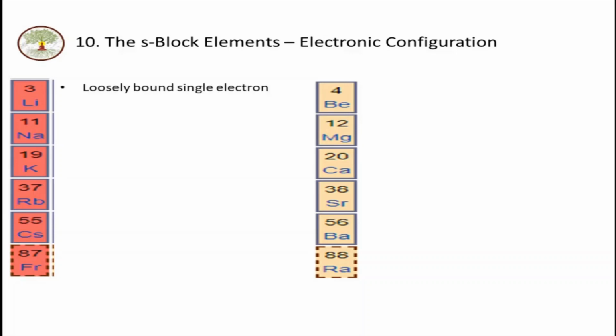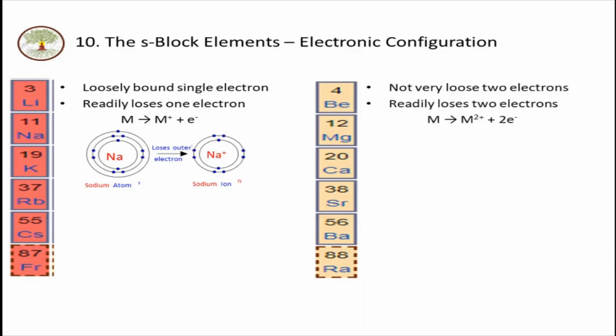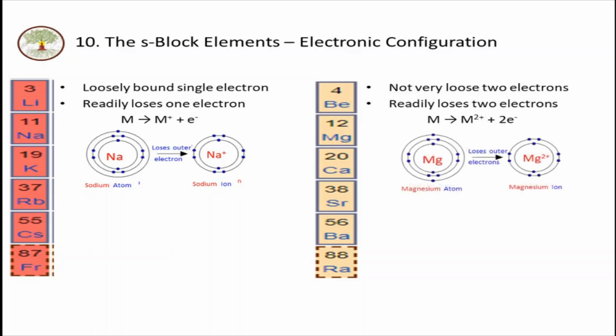In group 1 of the S-block elements, the valence orbital has only one electron, which it loses to become singly charged ions or cations. For example, sodium loses one electron to become singly charged sodium ions. Whereas group 2 elements have two not very loosely bound electrons in the valence orbital, they lose them to become doubly charged ions. For example, magnesium loses two of its outer electrons one by one to become doubly charged magnesium ion.